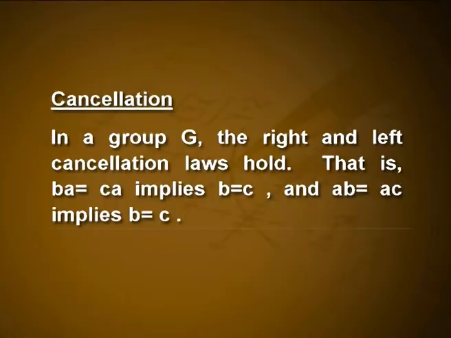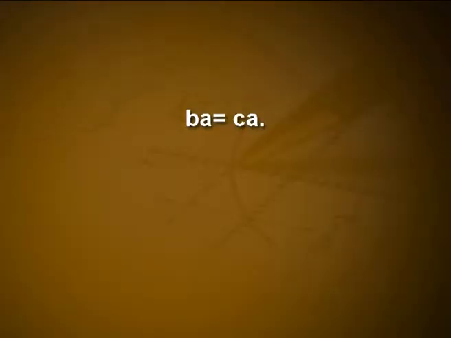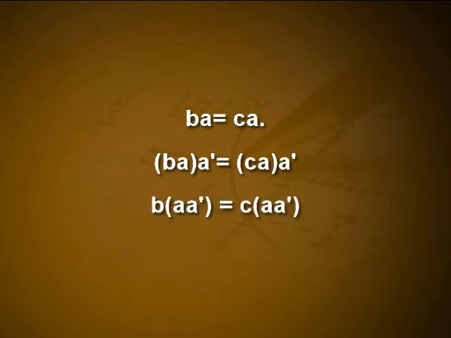Next theorem is the theorem on cancellation. In a group G, the right and left cancellation laws hold. That is, ba is equal to ca implies b equal to c, and ab is equal to ac implies b equal to c. Proof. Suppose ba is equal to ca. Let a dash be an inverse of a. Then multiplying on the right by a dash gives ba into a dash is equal to ca into a dash. Associativity yields b into a a dash is equal to c into a a dash. Then be is equal to ce and therefore b equal to c as desired.